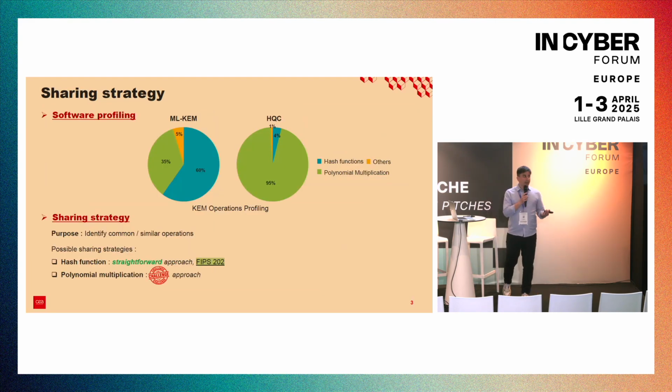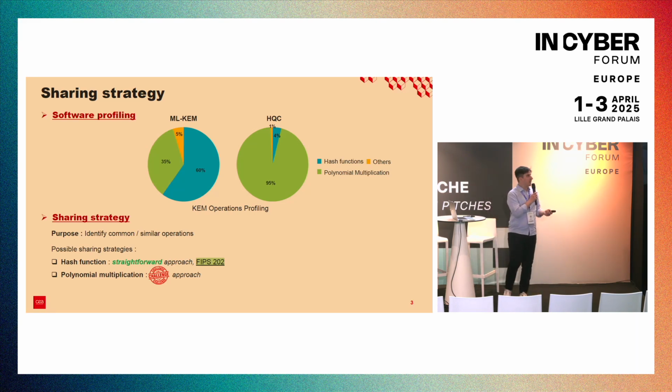Our idea is to try to identify some similar or common operations along these algorithms. In order to do that, we can perform, first of all, a software profiling to understand two different things. The first one, which are actually the real operations inside these algorithms. And the second one, which are the operations that characterize the main bottlenecks. After performing this profiling, we identified the hash function and the polynomial multiplication as the two main bottlenecks. So we can try to apply the sharing strategy based on these bottlenecks.